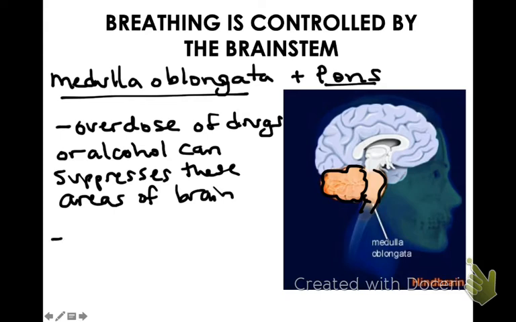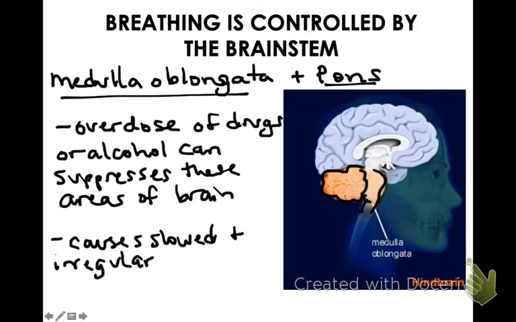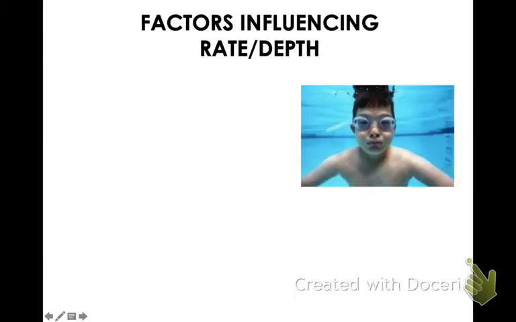Another thing that drugs can do is they can slow it down. They can cause irregular breathing, where like you're not breathing in the normal pattern. And it may stop altogether, as we just talked about. Okay. All right, things that can affect your breathing rate.